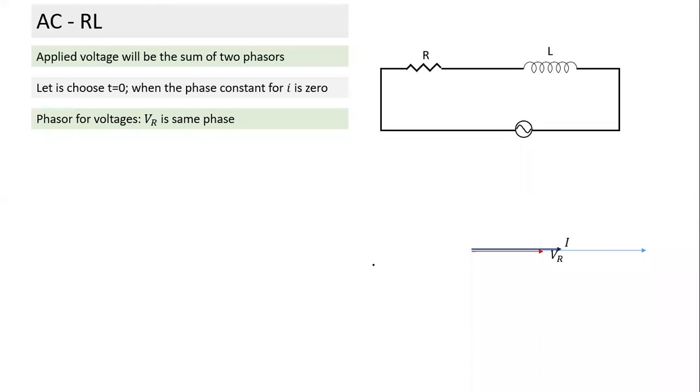In case of voltage across an inductor, it leads the current. So how do I draw VL? Yes, VL leads current by 90 degrees. So I'll draw the voltage phasor leading by 90 degrees. Leading means it will rotate by 90 degrees here. This is VL. What is the next step we should do based on this?